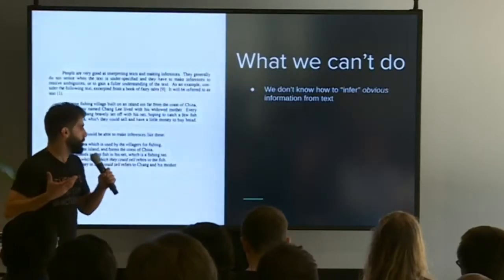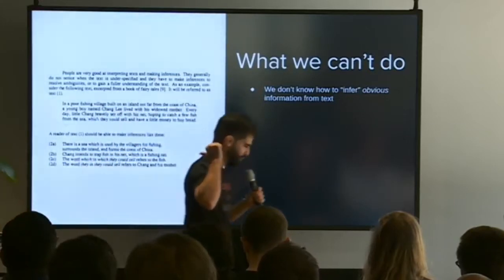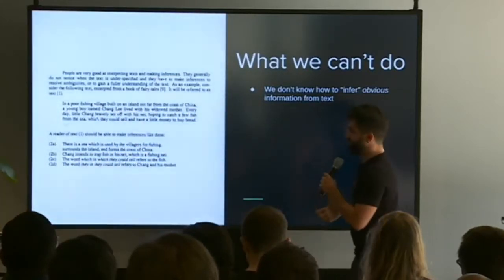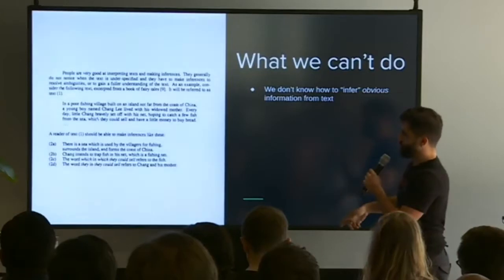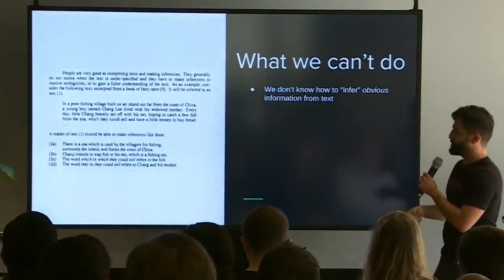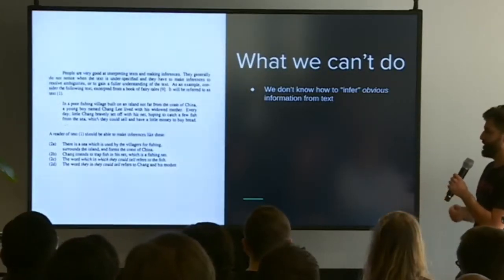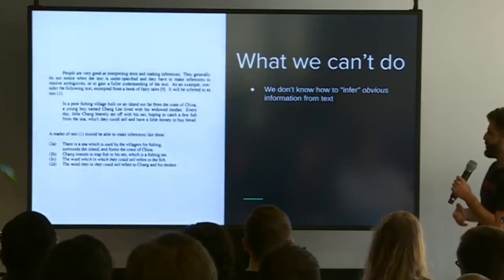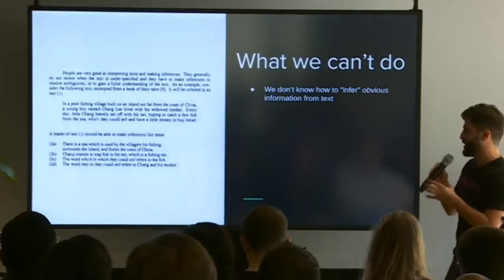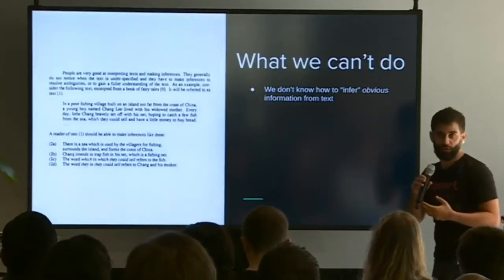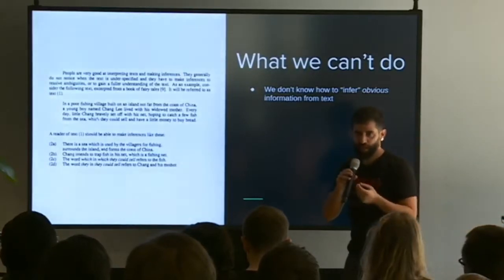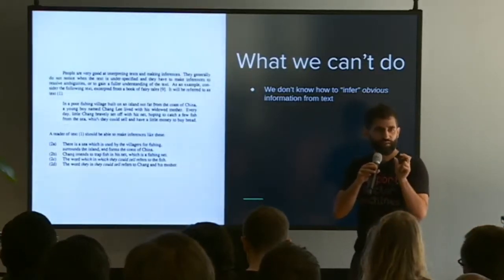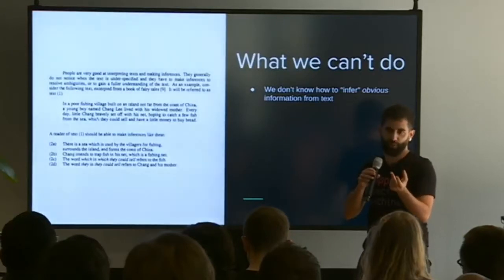Let me just read this. This is the first page of his thesis. He says, people are very good at interpreting text and making inferences. They generally do not notice when the text is underspecified, and they have to make inferences to resolve ambiguities or to gain a fuller understanding of the text. Said more easily, I can tell you something, and even if I leave out details, it's really easy for you to complete them.